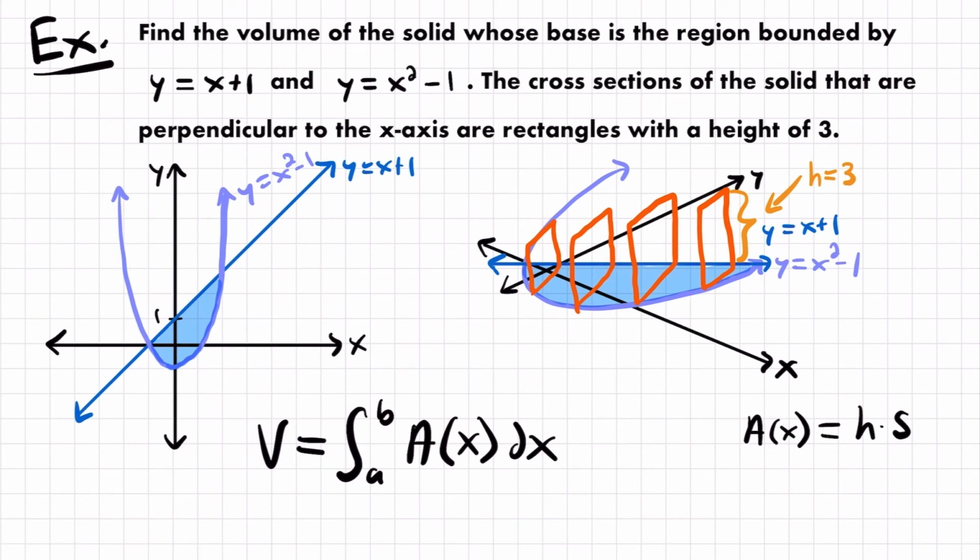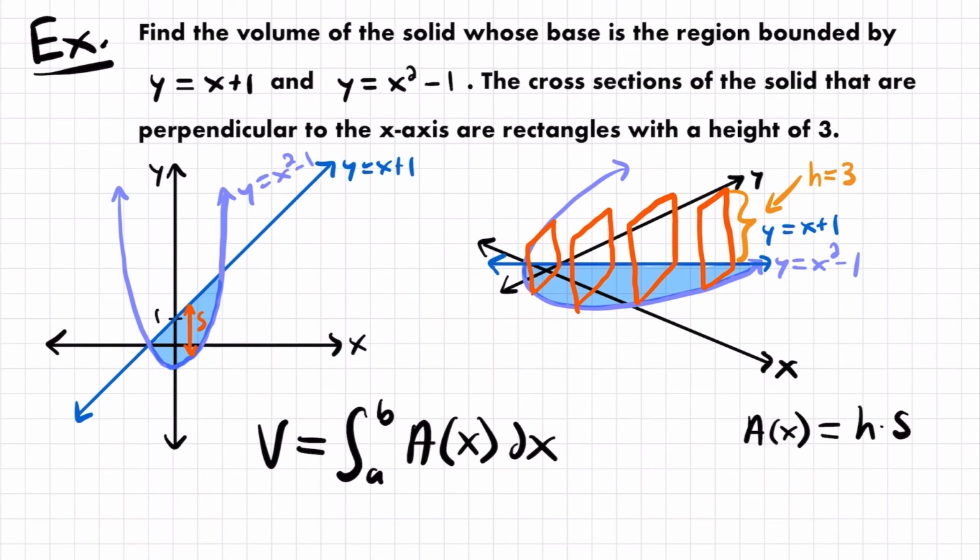And so notice that the length of those sides is equal to the distance between these two functions, the parabola and this line. And so if we look over to our graph over here, that measurement of the side is this distance right here. That is going to be S for our rectangles. And so it doesn't matter where we are in this region, that distance is going to be equal to this line, x plus 1, minus this parabola, x squared minus 1.